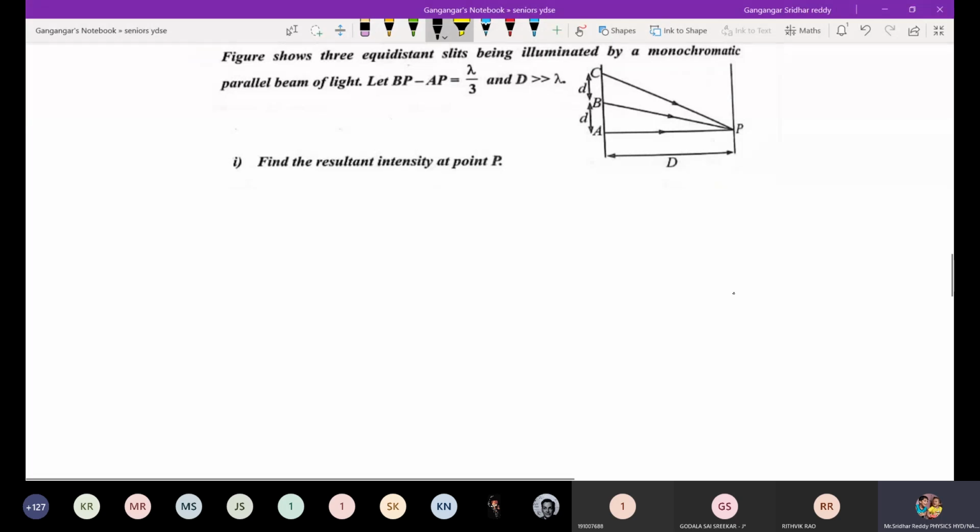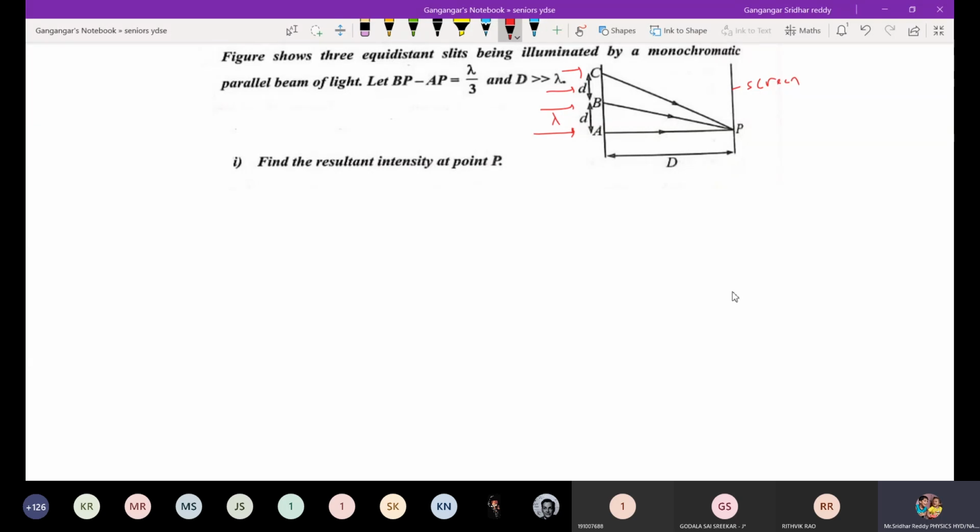This is a screen, and light is incident like this. It is not shown. Look at the three slits we have. Now YDSE we are bringing with three slits. After discussion of this, then you can go for n number of slits.